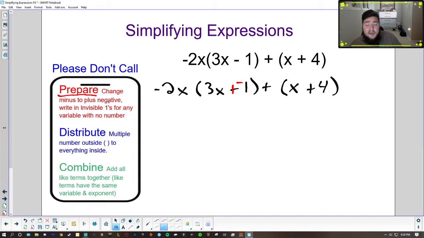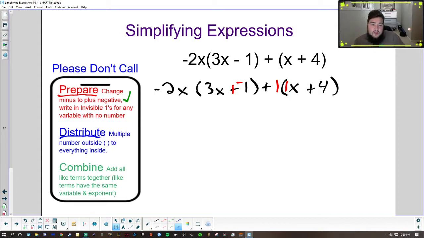The only thing I have to do with preparing is see if I have any invisible ones. So I have one invisible one in front of this x that's all lonely. There's an invisible one. But I also have one more invisible one. And that's right in front of the parenthesis. I'm done now with my prepare step. All my subtractions are plus and negative, and all my invisible ones are in my problem. So I can check that off as done. I've prepared. Next, I move on to distribute, which I'm going to do in blue.